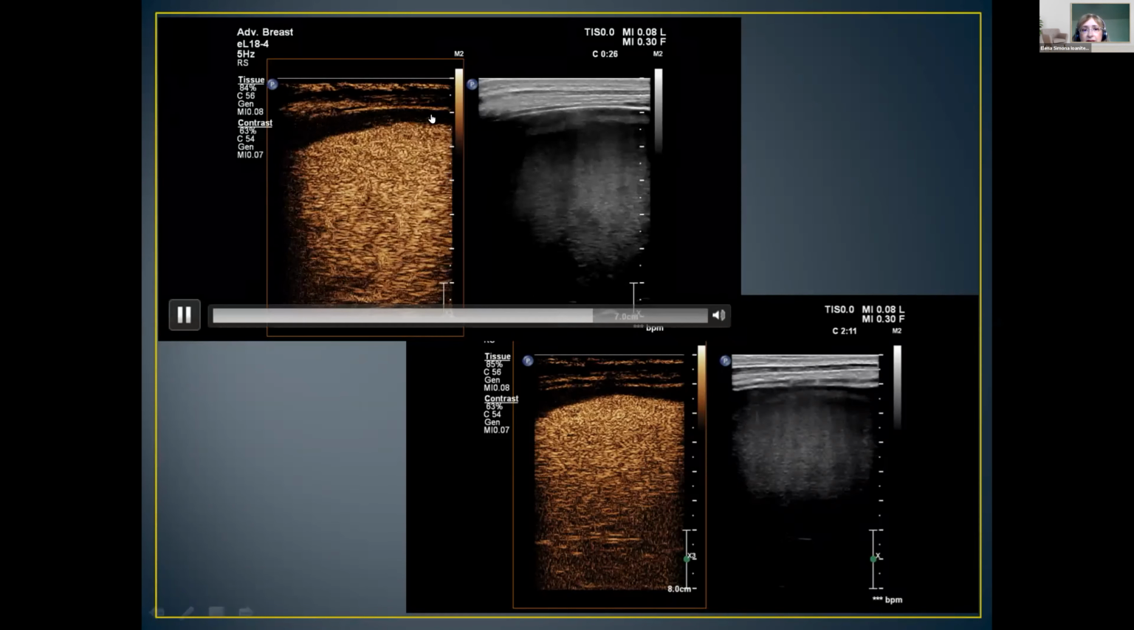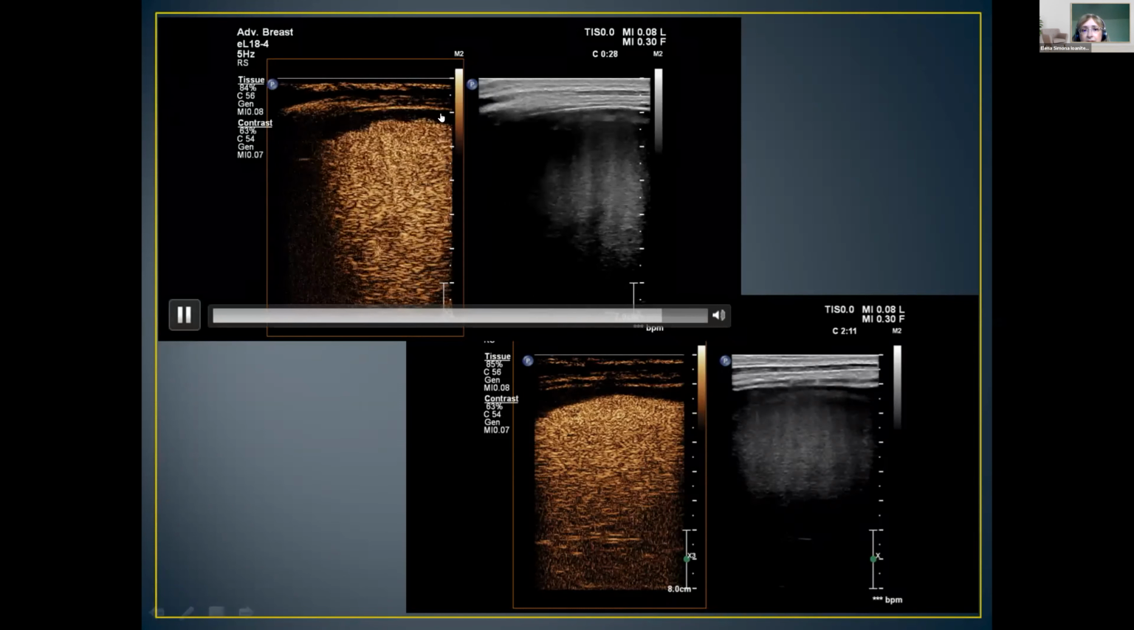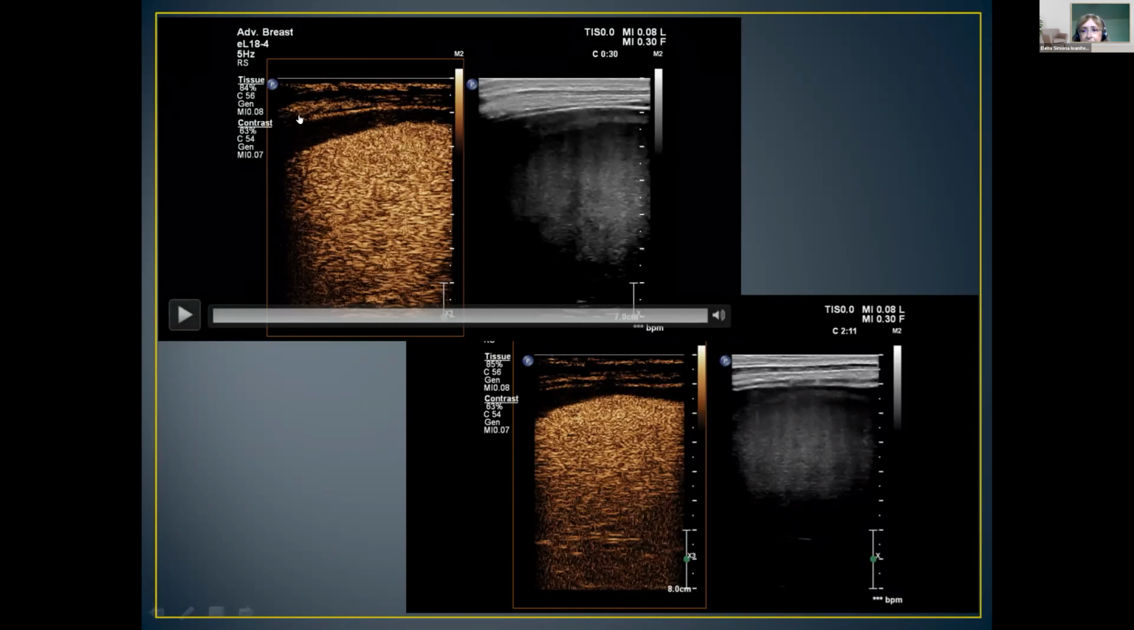As you can see, this is the splenic capsule. It is moving toward the abdominal wall.